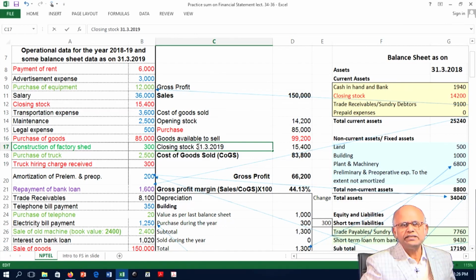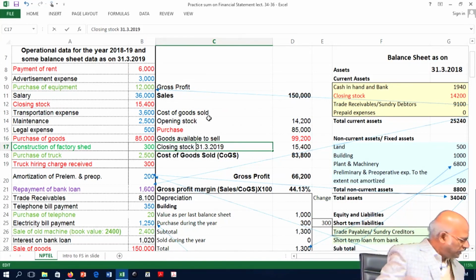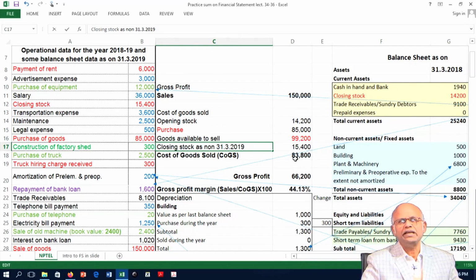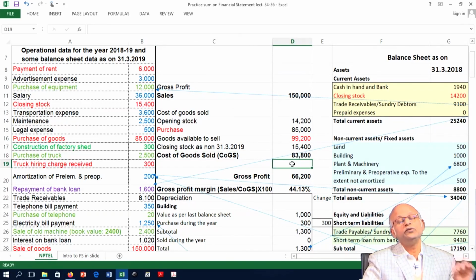So, that remains as a closing stock. That means this is to be deducted from available stock to estimate how much of the stock was sold. So, 99,200 minus 15,400, that is 83,800 worth of stock you sold. You sold this stock at what value, or at what sales?